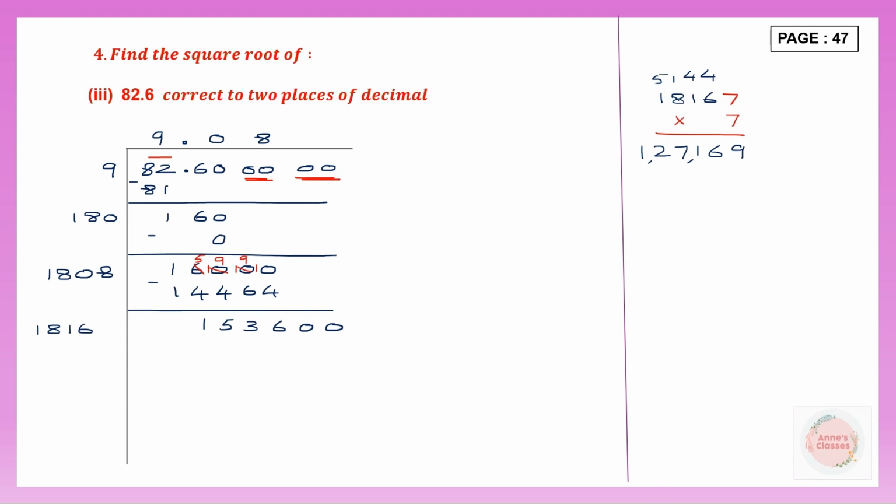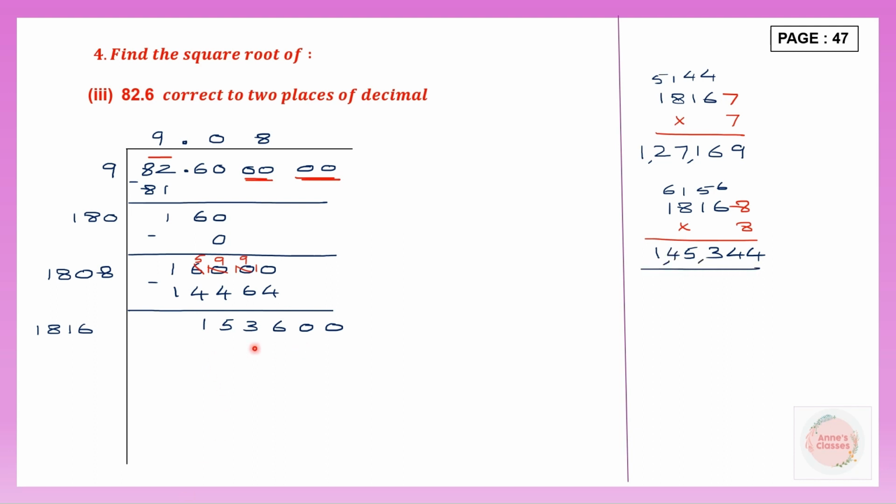So let's write down 1,816. And now let's put 8 next to it and multiply by 8. 8 eights are 64, carry 6. 8 6s are 48 plus 6, 54. Carry 5. 8 ones are 8 plus 5 is 13. Carry 1. 8 eights are 64 plus 1, 65. Carry 6. 8 ones are 8 plus 6 is 14. So here we have 1,45,000.